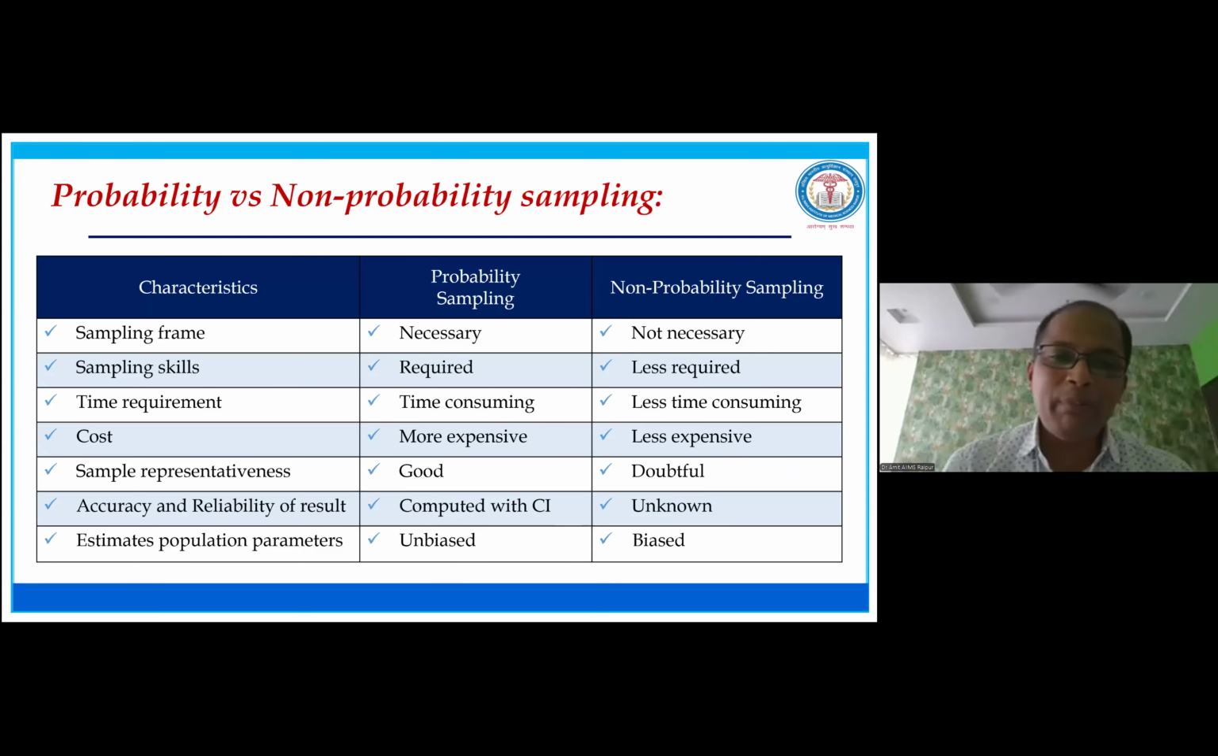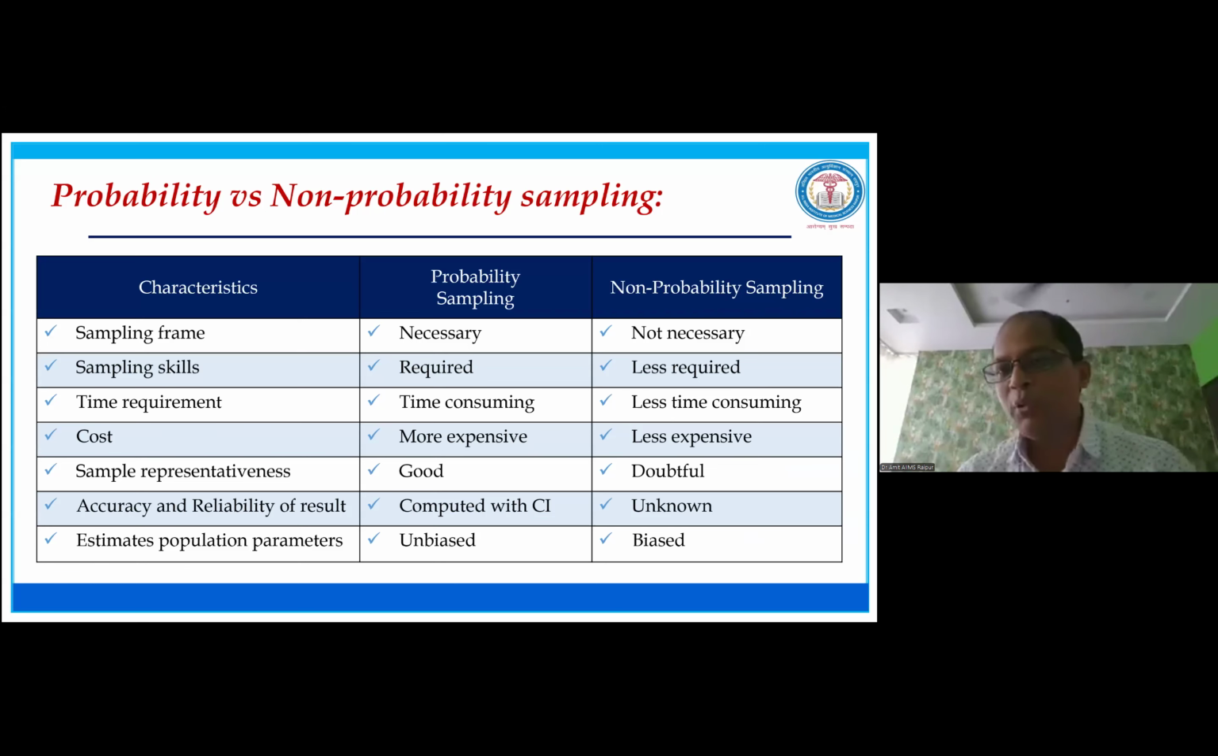In probability sampling, the sampling frame is required, and the skills of the investigator or researcher are required. It is more time consuming and more expensive, but it is a good representative of the target or reference population. The findings or results are more accurate and reliable, and when we extrapolate the findings to the target or reference population, we can do it without any bias.